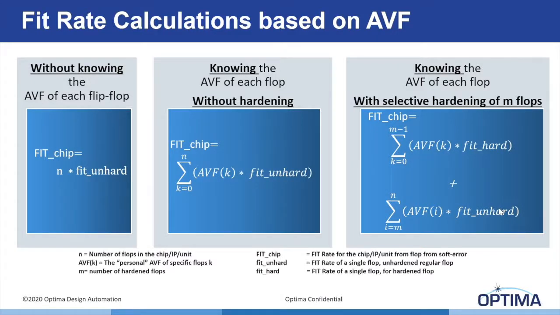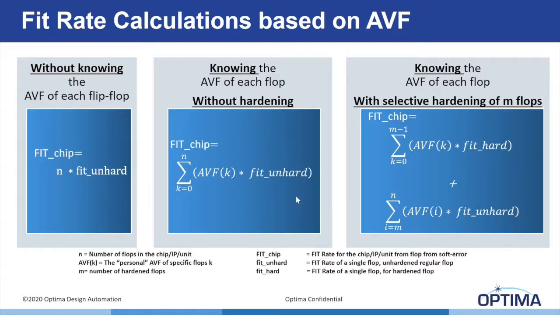So how do you calculate the FIT rates based on this AVF? Let's assume that you have not calculated AVF. The FIT rate of the chip will be calculated as n, the number of flops in the design, multiplied by the FIT rate of an unhardened flip-flop. Then you find AVF for each flop using Optima SE, so the FIT rate of the chip becomes AVF multiplied by the FIT rate of unhardened. If the AVF of most of the flops is close to 0, that means you achieved your FIT rate based on the ISO 26262 recommendations, and you stop here.